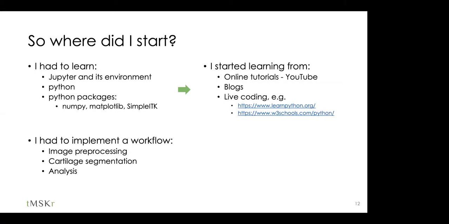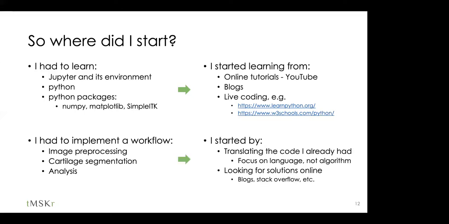But I still had to implement a whole workflow, right? That was still divided in the same three parts: pre-processing, segmentation, and analysis. So how did I jump into that? Actually, I think it took me just 2 weeks to really get started. And the way I did it, which for me was very successful, was that I started translating the code I already had. As I've told you, I had some code in MATLAB and some code in C++ where I was trying out things, and translating this code into Python allowed me to focus on the language, on the syntax of Python, and not on the algorithms. And so I could learn incrementally, first the language and then the algorithms.